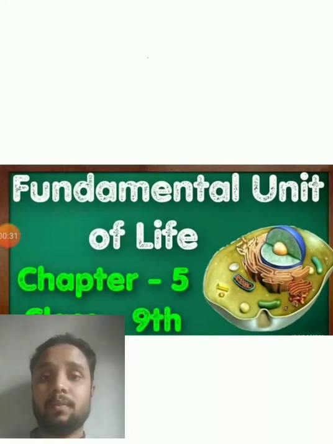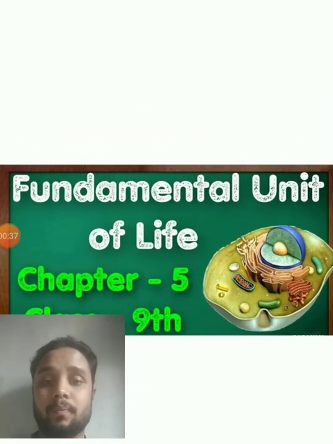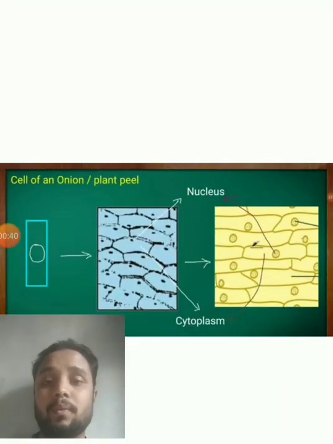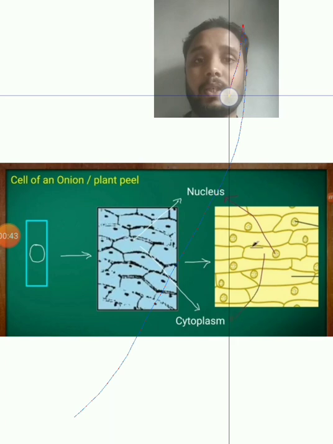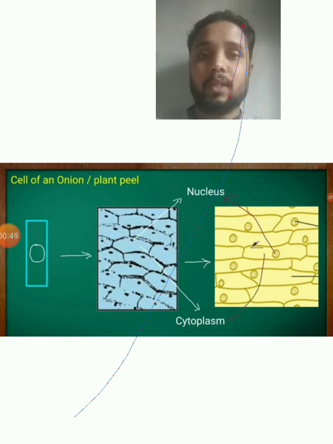Fundamental unit of life. In this chapter, in Activity 5, you will get the cell of an onion, an onion peel, and a plant cell. In this video you are looking at two pictures, and these two pictures are the same.